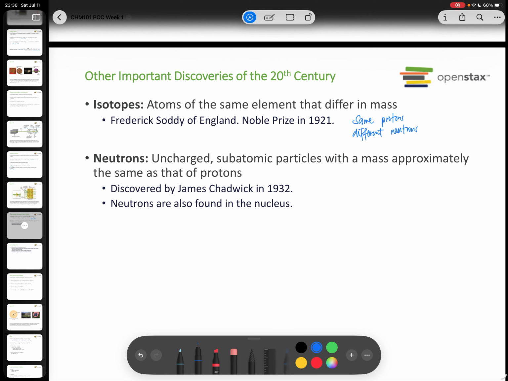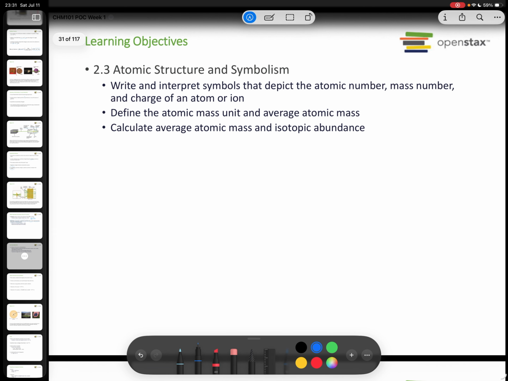Neutrons are uncharged. Ano ito yung neutrons? Uncharged subatomic particles. Okay? With a mass approximately same as the proton daw. Like protons then, neutrons are found in the nucleus. Okay? So, yun na, nakompleto na yung mga subatomic particles na alam natin ngayon.